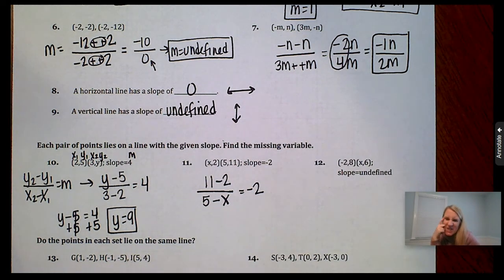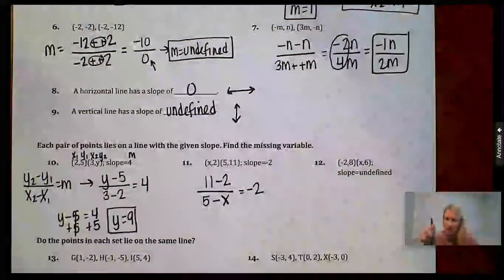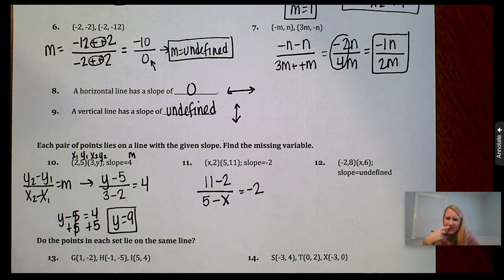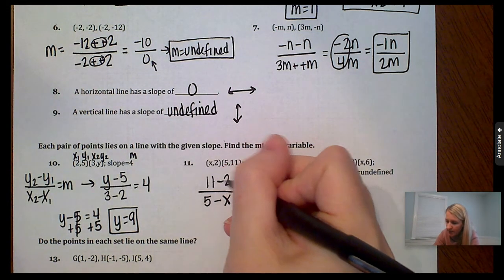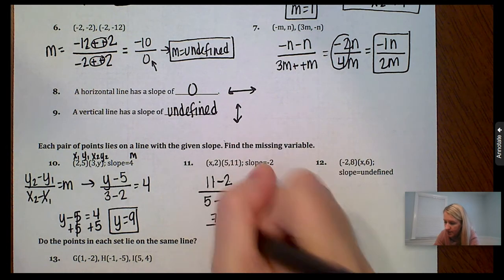So the reason this one's a little funky is because x is in the denominator. And that can mess us up sometimes because we have a fraction and I can't get rid of it and it's a big hot mess. So what I'm going to do first is simplify that 11 minus 2. That gives me 7, right?